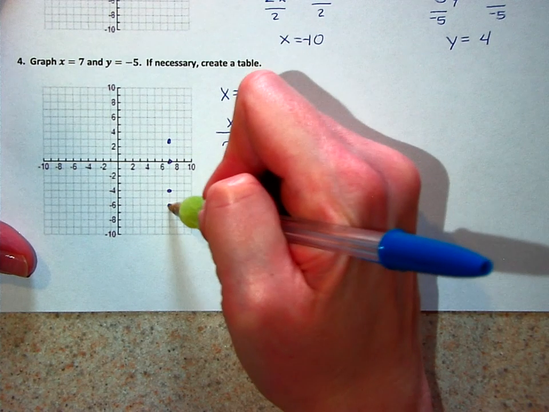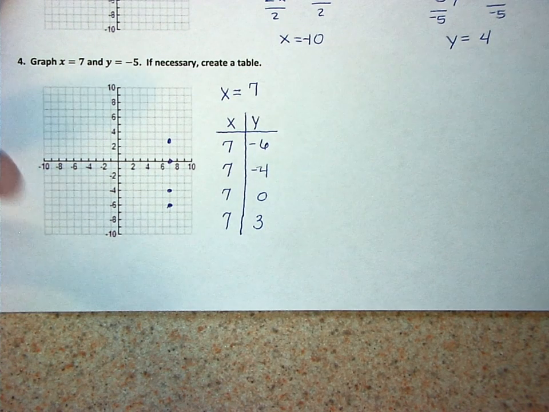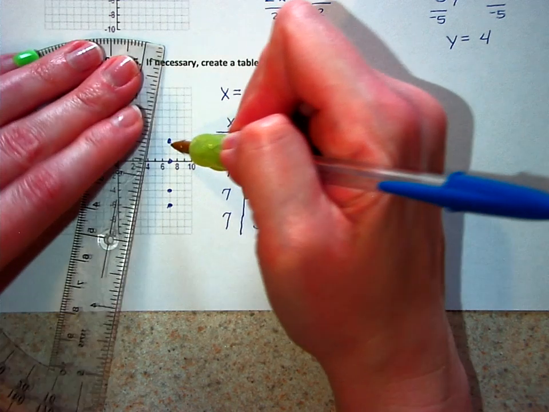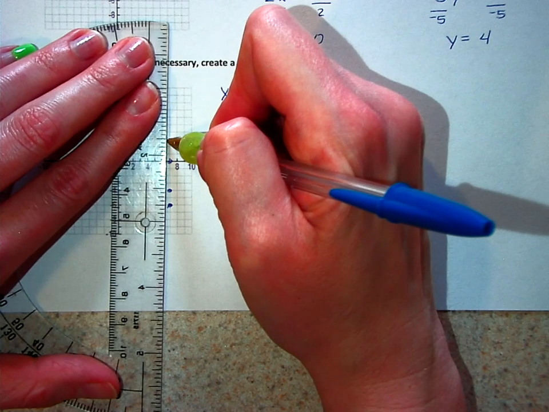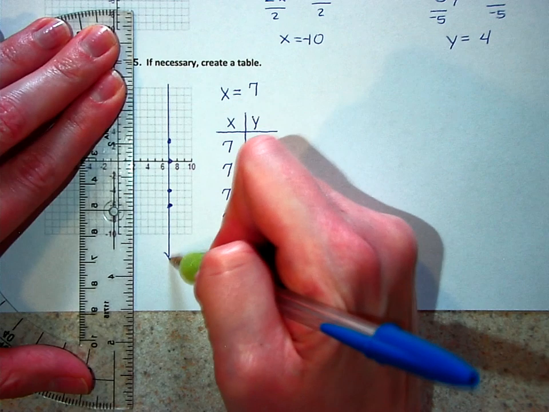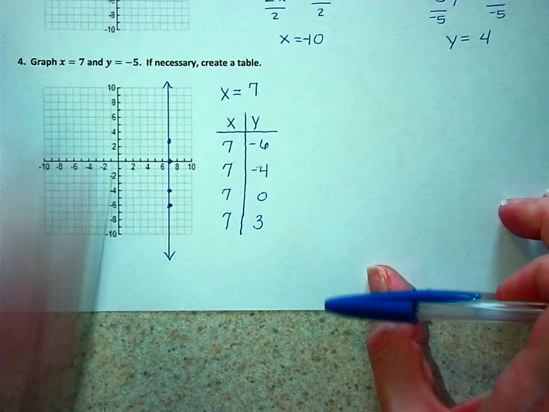So that's going to give us a vertical line here through your x value of 7. Make sure you draw your line all the way through. Put your arrows on it.